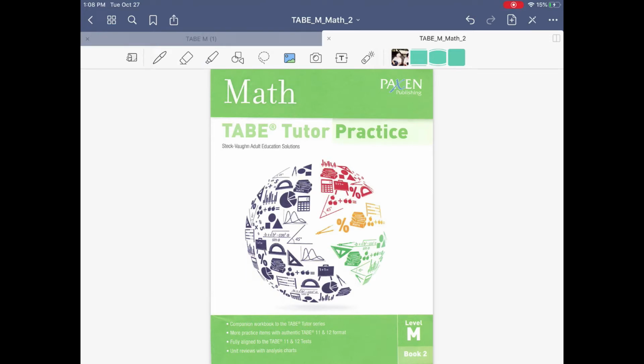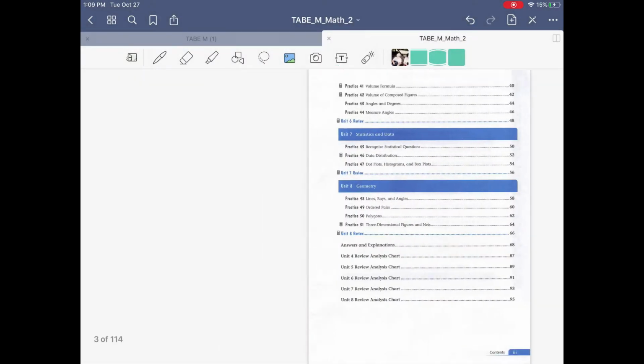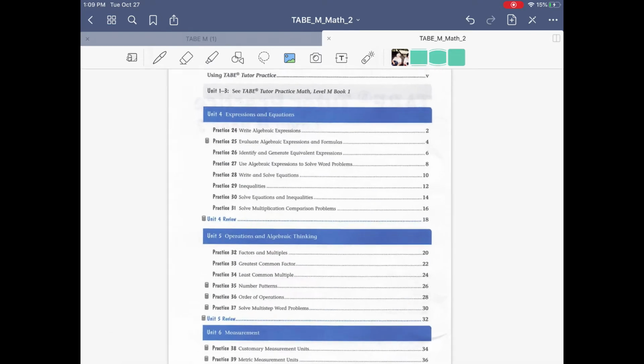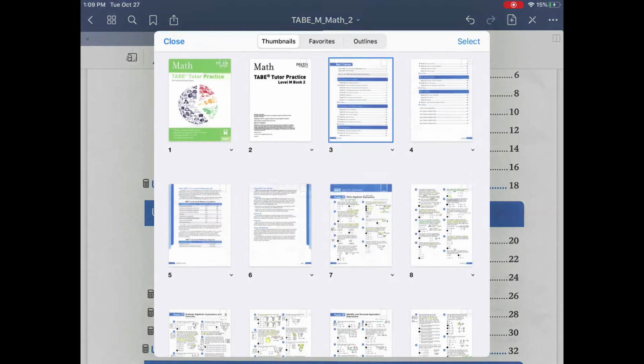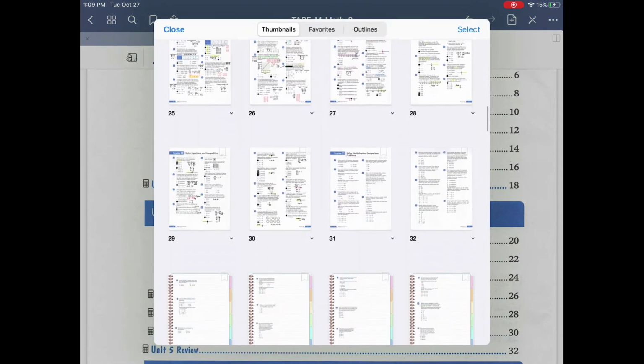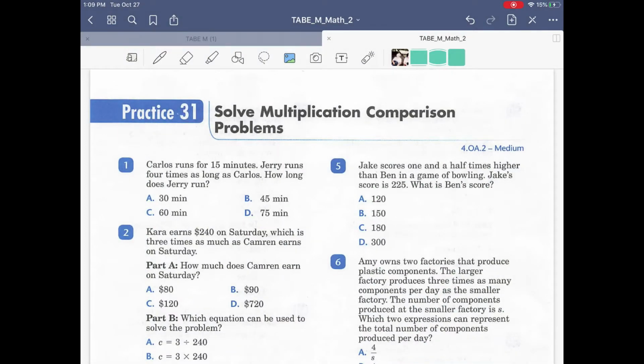In this video, we are continuing in the Tape Tutor Practice Book 2, and we are up to lesson 31. We are solving practice 31. We are solving multiplication comparison problems, and that begins on page 16. So if you turn to page 16, and I'll do the same.